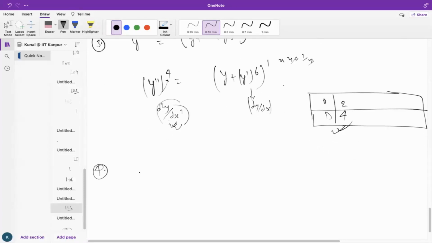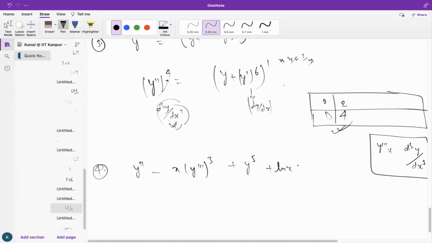The fourth example looks like y of double dash minus x y of triple dash. देखो ट्रिपल डैश का मतलब क्या हो गया? थर्ड डेरिवेटिव. The third derivative, that means d³y by dx³. ओके, तो की होल क्यूब प्लस y to the power 5 plus ln x plus y is equal to 0. So look at here, we have to just tell the order and the degree.